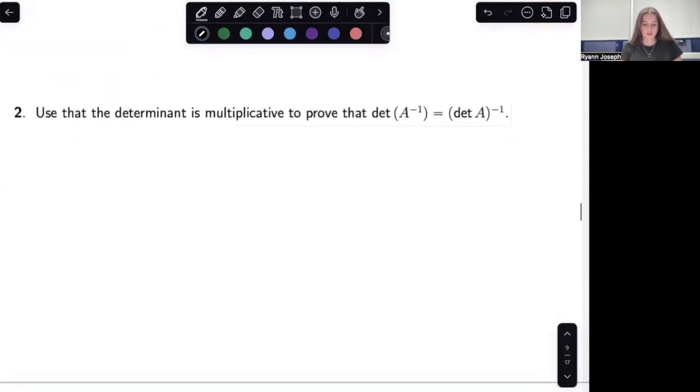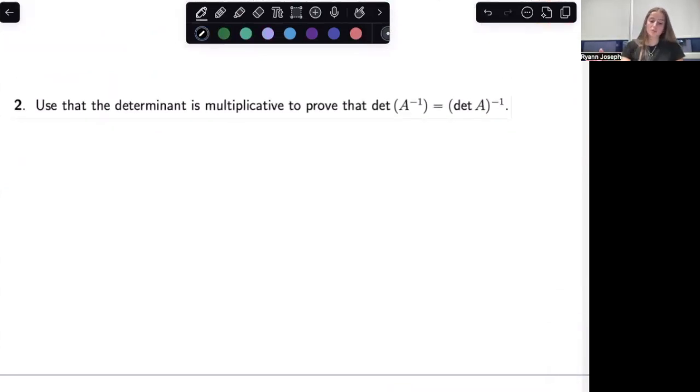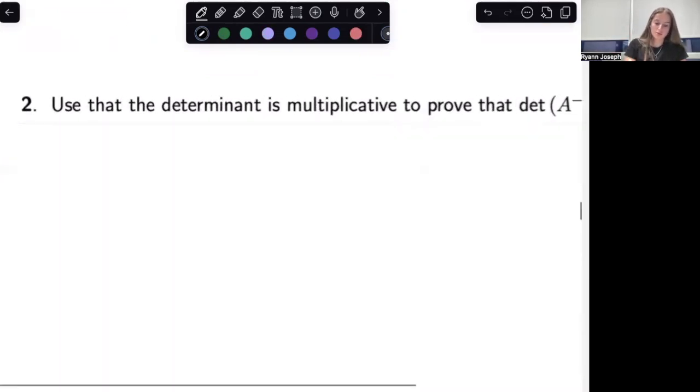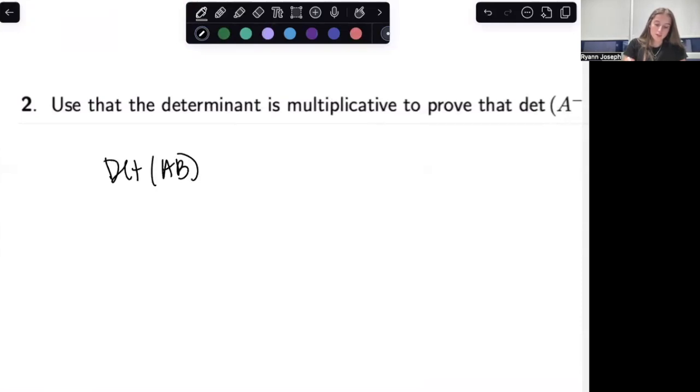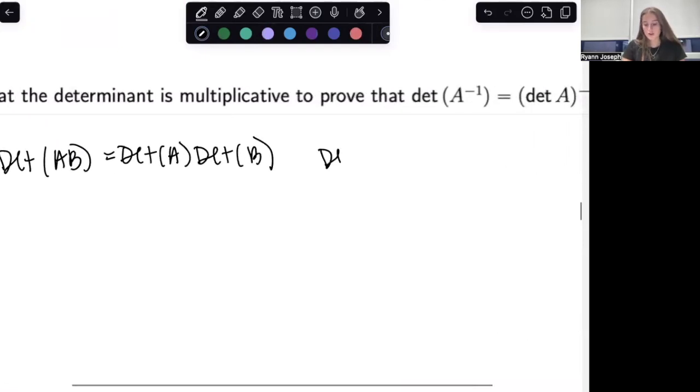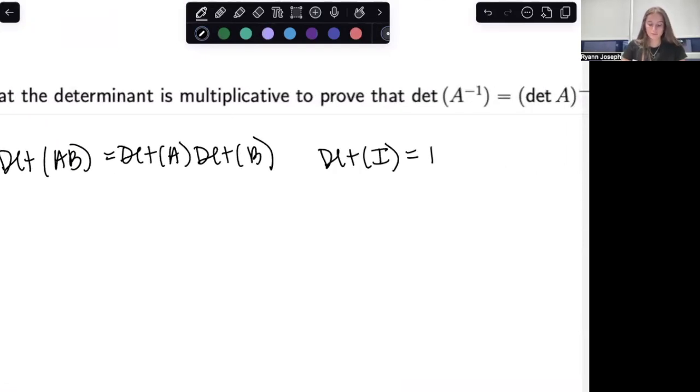Now they want us to use that the determinant is multiplicative to prove that the determinant of the inverse of a matrix is equal to the determinant to the -1. So just asking us to prove this property. Using the determinant as multiplicative, they want us to show, because we know the determinant of AB is equal to the determinant of A times the determinant of B. We also know that the determinant of the identity matrix is 1.